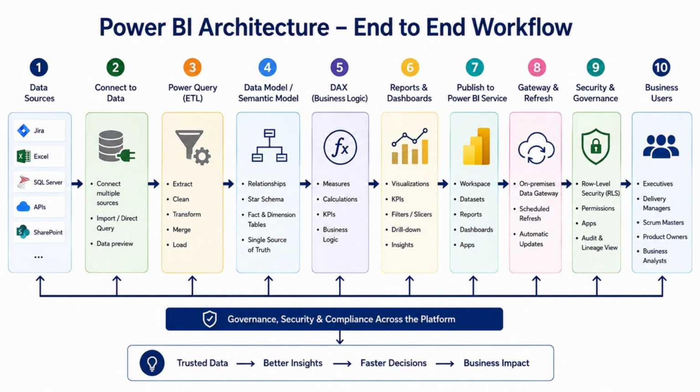And the next stage is step 7, where we publish to the Power BI service. After development, we publish the report to the Power BI service. Power BI service becomes an enterprise collaboration platform. It contains workspaces, semantic models, reports, dashboards, and apps. Now the report is available online. And the next step is gateway and scheduled refresh.